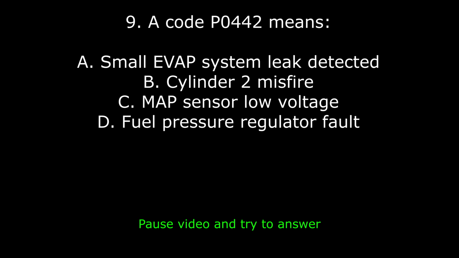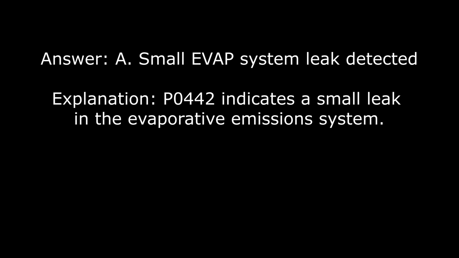9. A code P0442 means A. Small evap system leak detected. B. Cylinder 2 misfire. C. MAP sensor low voltage. D. Fuel pressure regulator fault. Answer: A. Small evap system leak detected. Explanation: P0442 indicates a small leak in the evaporative emission system.